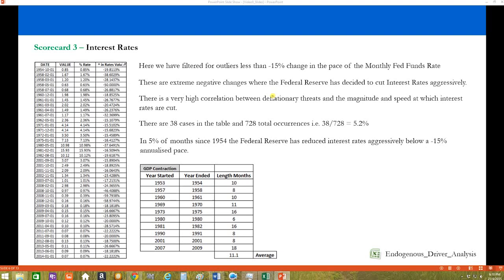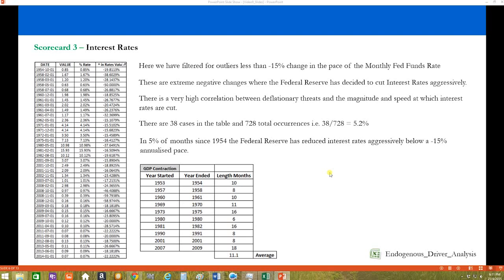So we filter initially for negative changes where the magnitude of the change is abnormal. So here we filtered for outliers of less than a minus 15% percentage change in the pace of the monthly Fed funds rate. And in history, these are extreme negative changes where the Federal Reserve has decided to cut interest rates aggressively. And what we find is that there's a very high correlation between deflationary threats and the magnitude and speed at which the Fed cuts rates.